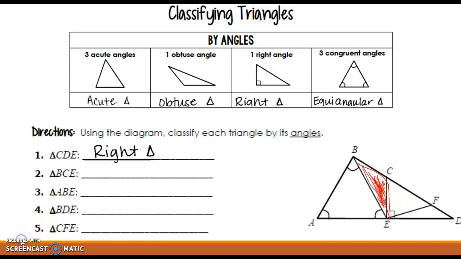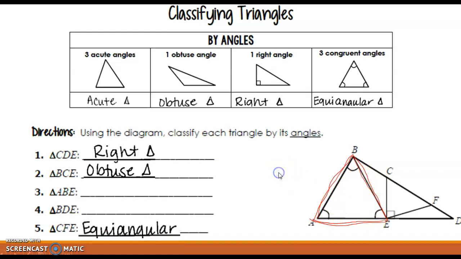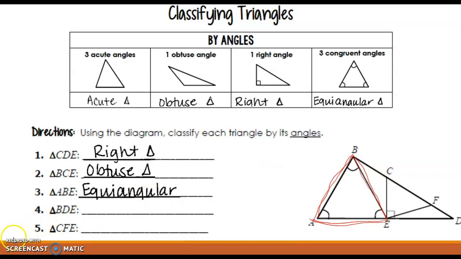All right? The next triangle we're going to look at contains the angle BCE. If you look in there, we don't have any right angles. We do have an obtuse angle, so therefore that's going to make it an obtuse triangle. The next triangle is going to contain the angle ABE. If you look in there, it's got these little marks in there telling us that each of the angles are congruent to each other. So therefore, it is an equal angular triangle.